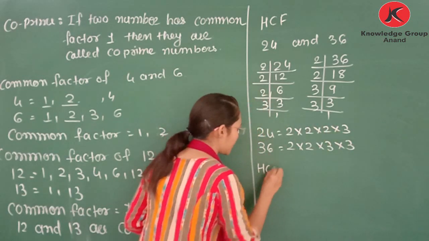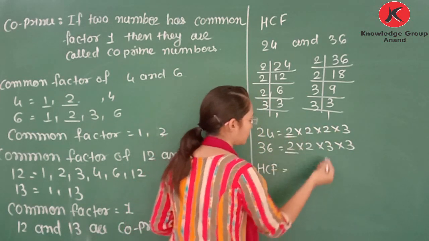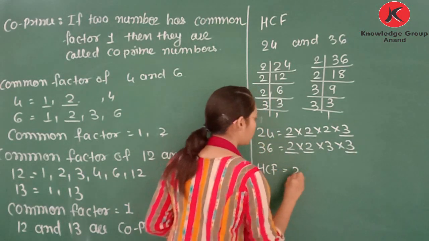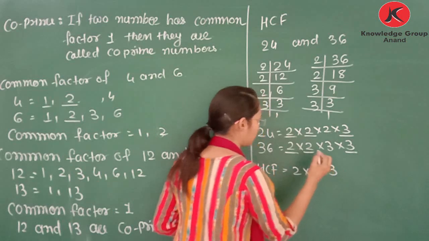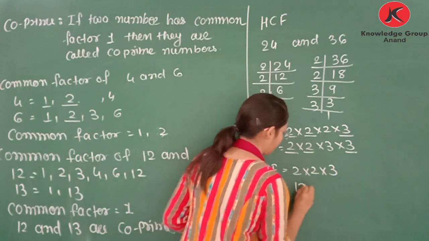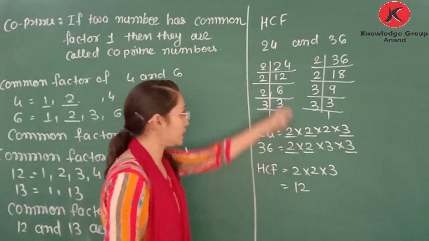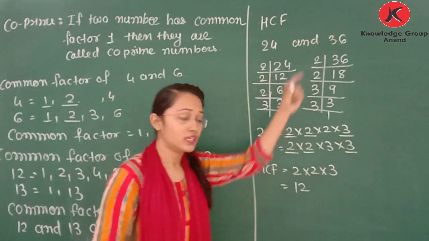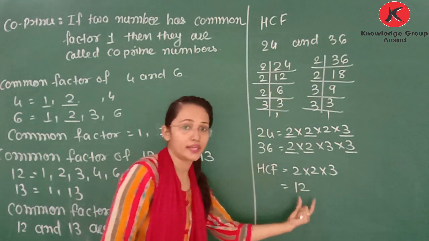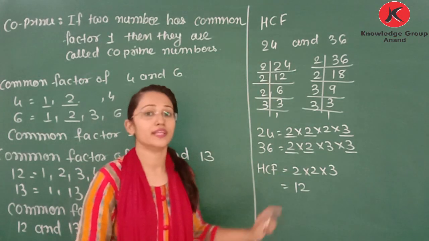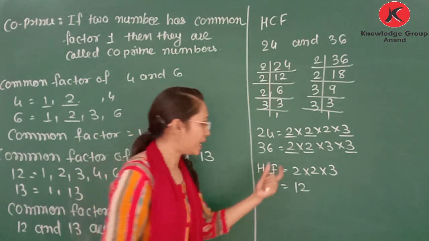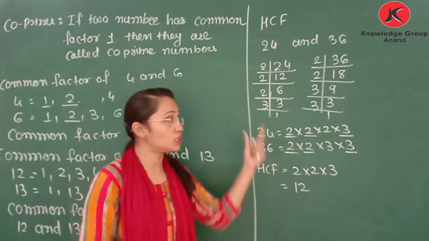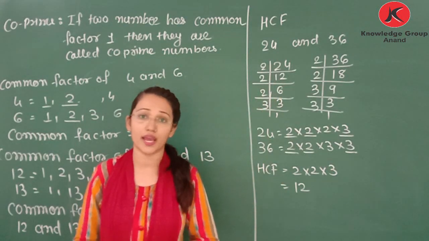So what will be the HCF? HCF is the common factors: 2 multiply 2 multiply 3, that is 12. Means 12 divides 24 exactly and 12 divides 36 exactly. This is the highest number that divides both numbers exactly. That is called the highest common factor. Highest means the largest factor that divides both numbers exactly.